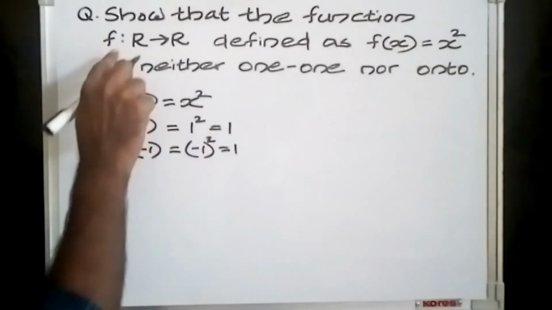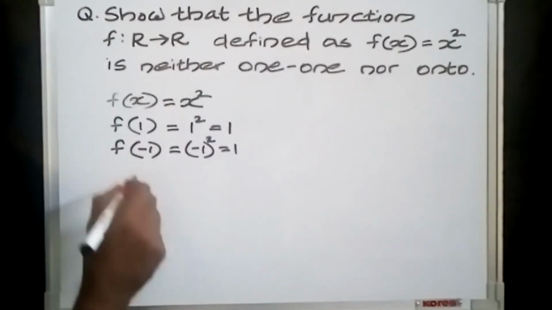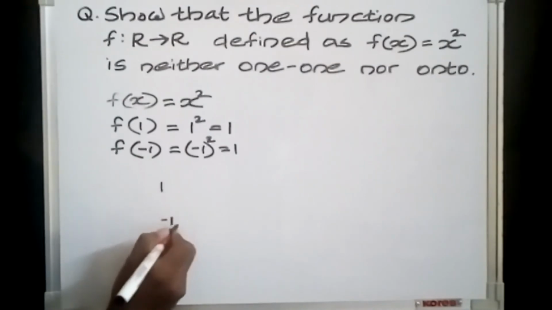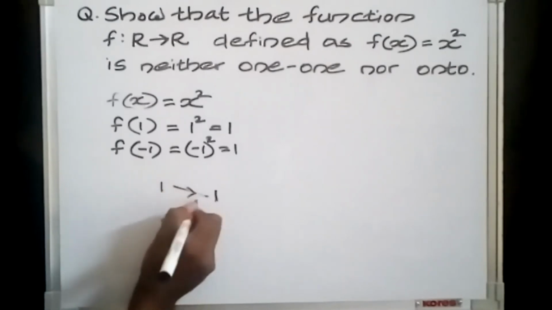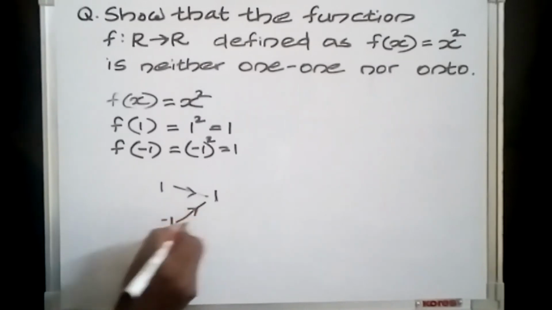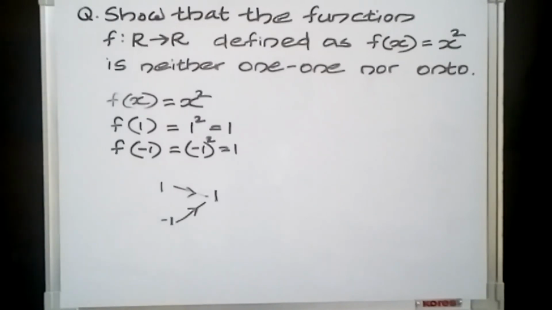See, the function is defined from real numbers to real numbers. Therefore, the numbers 1 and minus 1 are related to the same number 1. The image of 1 is 1 and the image of minus 1 is also 1. Therefore, the function is not one-one. And we have to prove that the function is not onto.